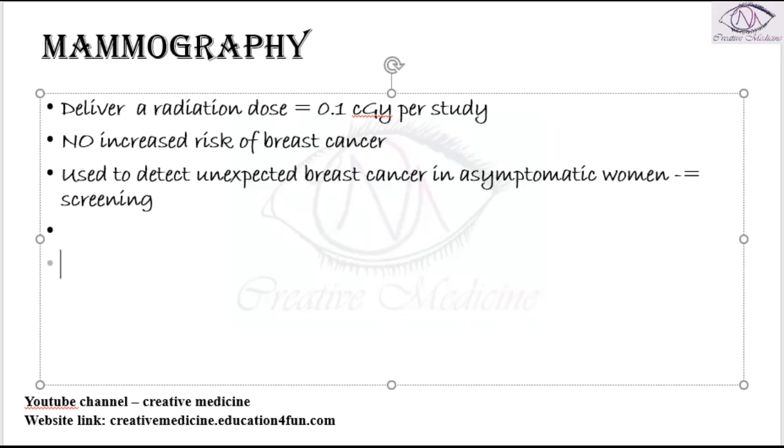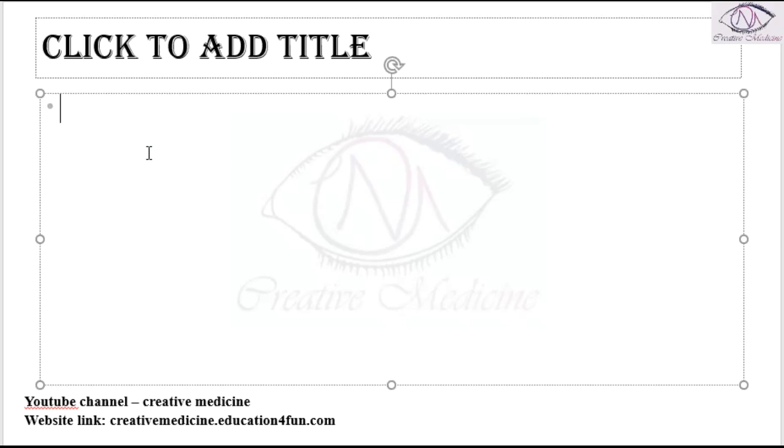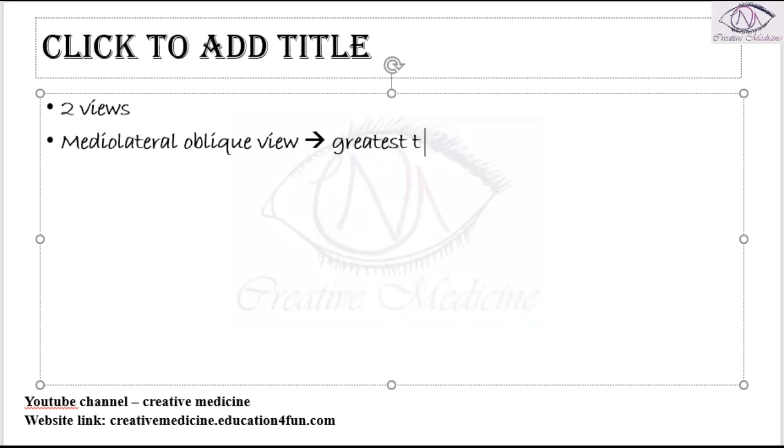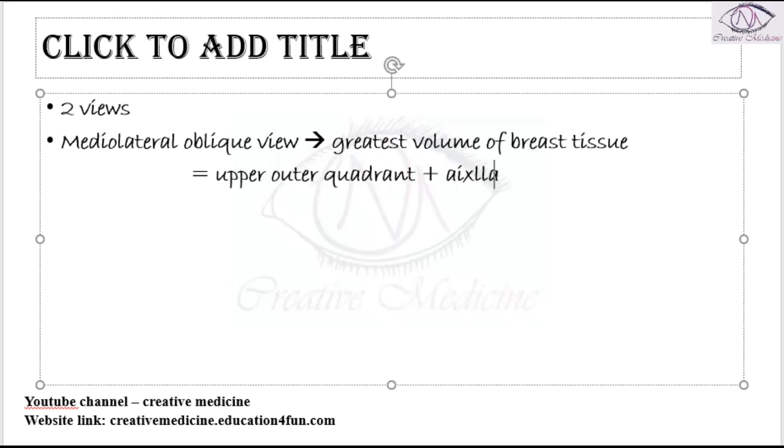Then there are two views of mammography. The first is the mediolateral oblique view. In the mediolateral oblique view, the greatest volume of breast tissue is seen, and you will also see the upper outer quadrant mainly, along with the axillary tail of Spence.